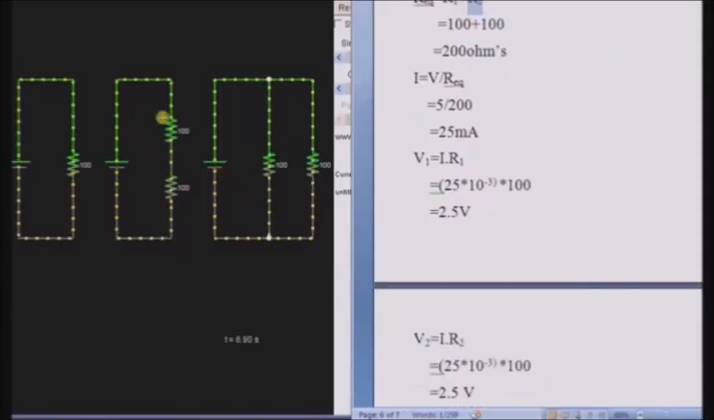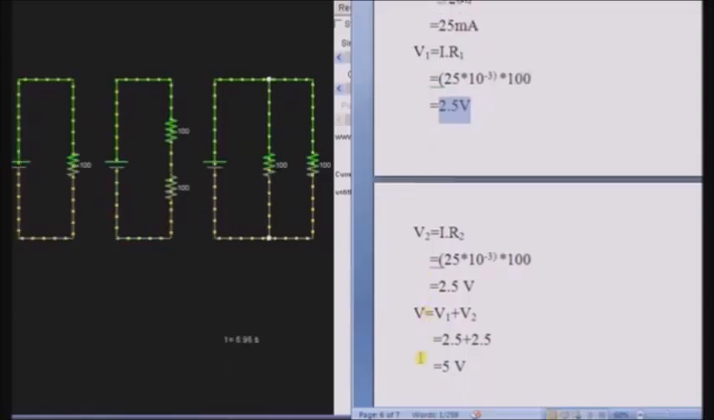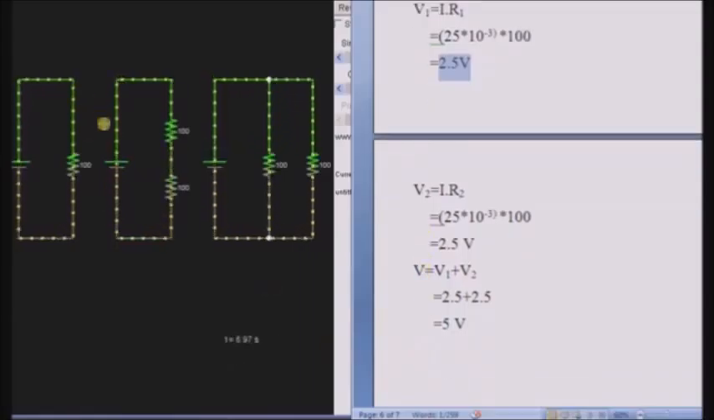V1, the voltage across R1, is V1 equals I into R1. I is 25 milliamps and R1 is 100 ohms. When I and R are multiplied, the voltage across R1 is 2.5 volts, and we are using the same resistance here, so the voltage across R2 is also 2.5 volts. The total voltage in the circuit is V1 plus V2 equals 5 volts.